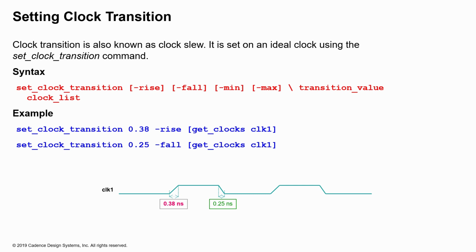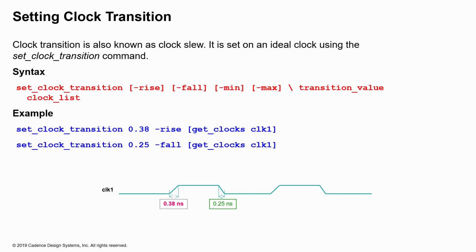After creating the ideal clock, you need to refine it with specifics. So if you want to model the real nature of a clock, you need to add the transition times, uncertainty, and latency to the ideal clock. So in this example, we are specifying a slew of 0.38 nanoseconds on the rising edge of the ideal clock and a slew of 0.25 on the falling edge.